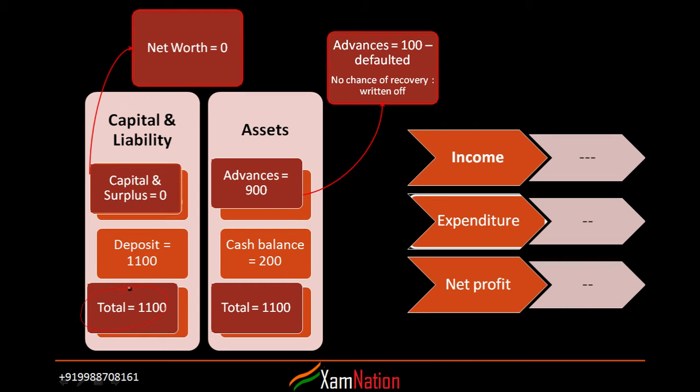But here there is no owner of the bank, because the bank is not liable to pay anything to the owner, as its capital and surplus is 0. In this type of situation, we can say that the bank is getting insolvent. The bank is not able to sustain itself, because now let's say the next default happens. Let's say in place of 100, a default of 200 happens. Then there would be only 800 rupees of advances left, and your capital and surplus will become negative 100 rupees.